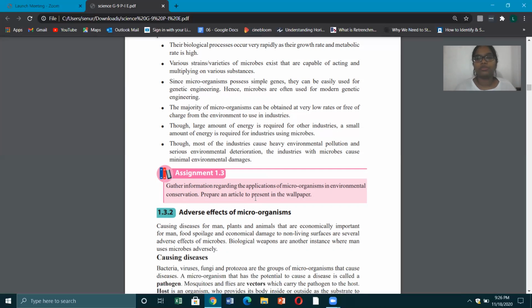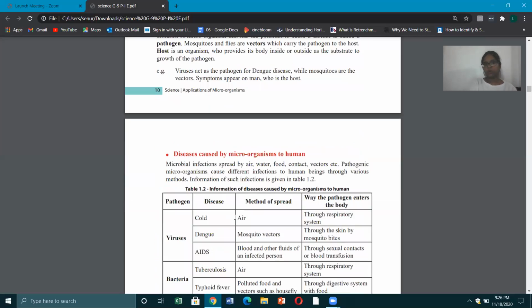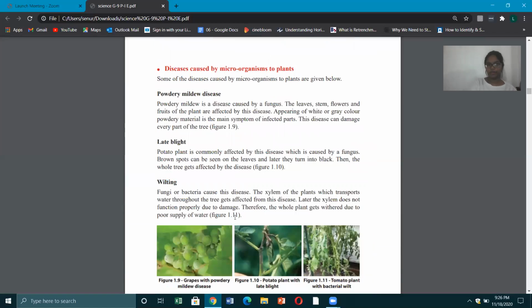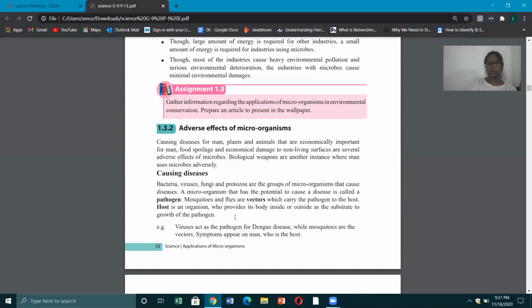Most of the industries cause heavy environmental pollution and serious environmental deterioration, that is, damage in the environment. The industries with microbes cause minimal environmental damage. So when you use microorganisms, there won't be much damage to the environment. Now this is all about the adverse effects of the microorganisms. There are just a few pages more.